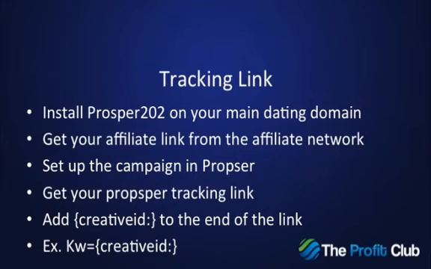So what you want to do after it's all installed and good to go is go to your affiliate network and get your affiliate link for the offer. Next, you want to jump into Prosper and set up the campaign. Once the campaign is set up, you can generate the tracking link and add this creative ID tag to the end of the link, which will look like this. It'll be a bunch of random numbers with the Prosper link, and then it'll say KeyW or keyword equals, and then you can just put that in there, creative ID.